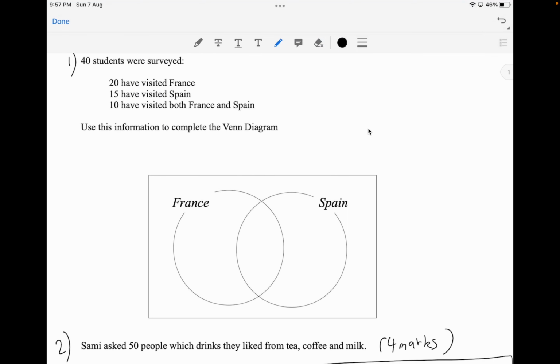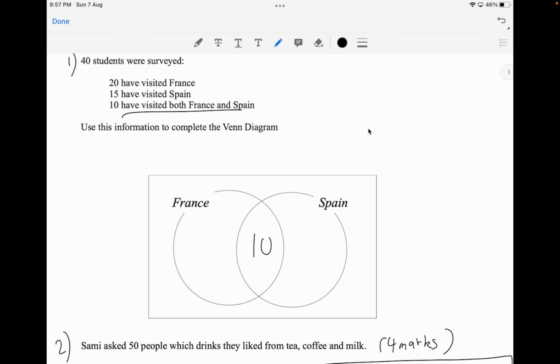Now the first thing you have to know is that 10 have visited both France and Spain. So now you have to kind of like work the question backwards by reading it. Usually in Venn diagrams it depends from question to question. You got to observe which one has something in common with both France and Spain, and that accordingly can help you find the value. So now here we're going to write 10 because 10 students have visited both France and Spain. Now you have to know that 15 have visited Spain, so since it's 15 we cannot write directly 15 because this whole circle represents Spain.